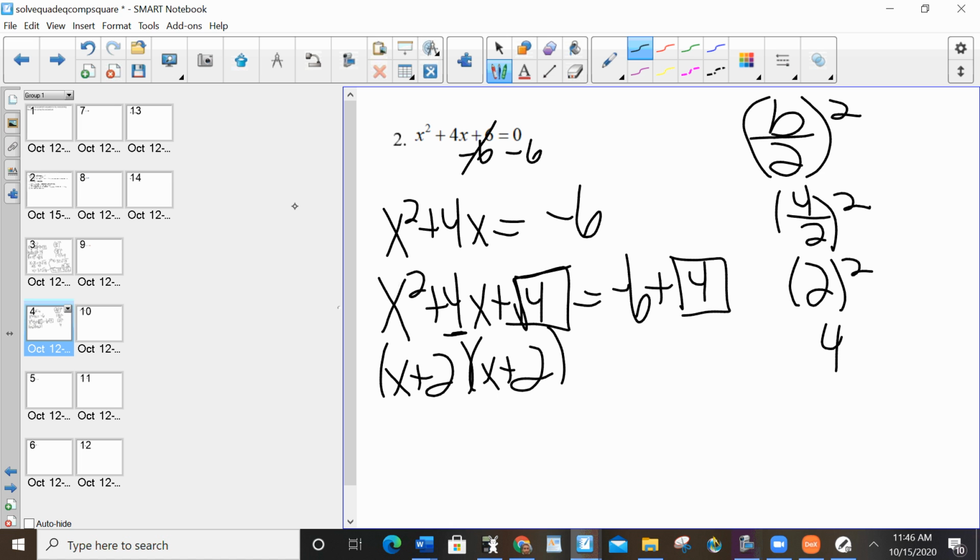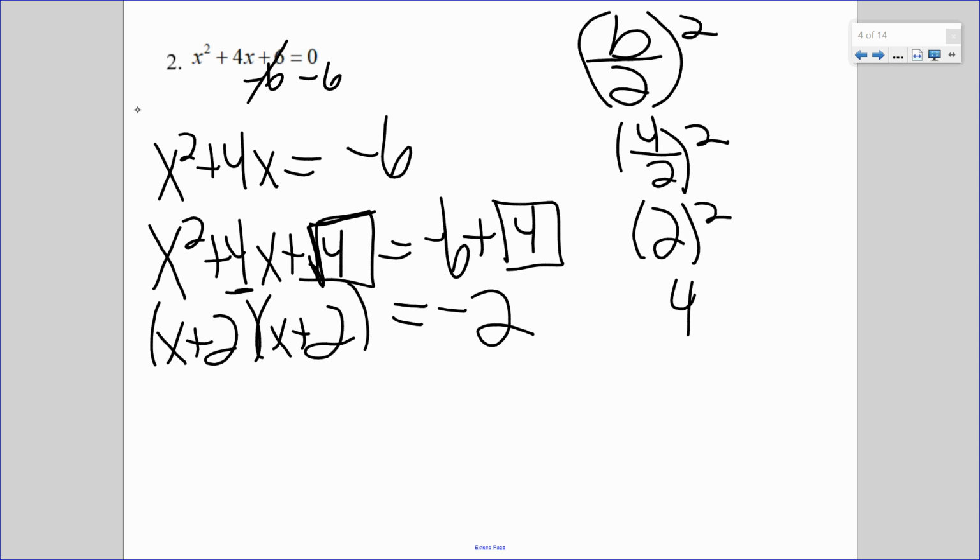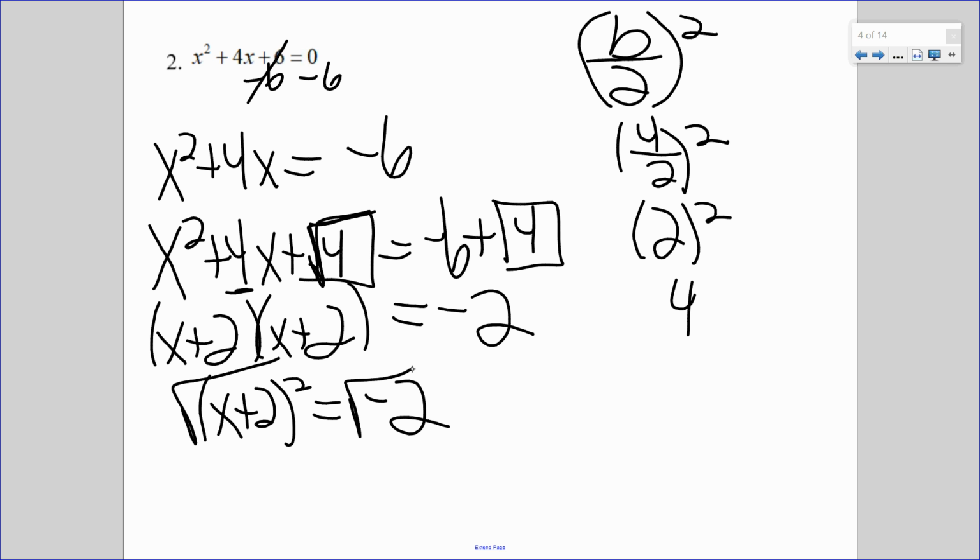So again, when I'm factoring the trinomial, it's always the same factor written twice, and a little shortcut, it's always going to be the square root of that perfect square in the square. My right-hand side, -6 and 4 is -2. Now I want to rewrite this as a binomial squared, and that's completing the square. Now to solve this equation, to get rid of the square, I do the square root of both sides.